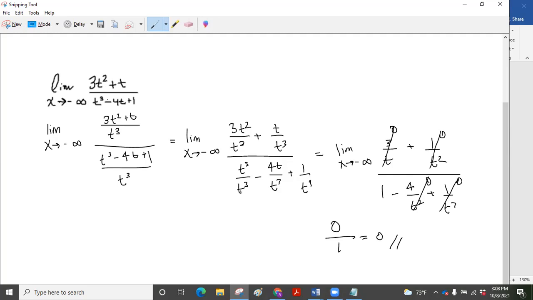And you should see this as well because we have a really, really dominant t to the third in the bottom. So if we plug in a t to the third in the bottom, those numbers are going to get gradually larger. Our number will approach 0.